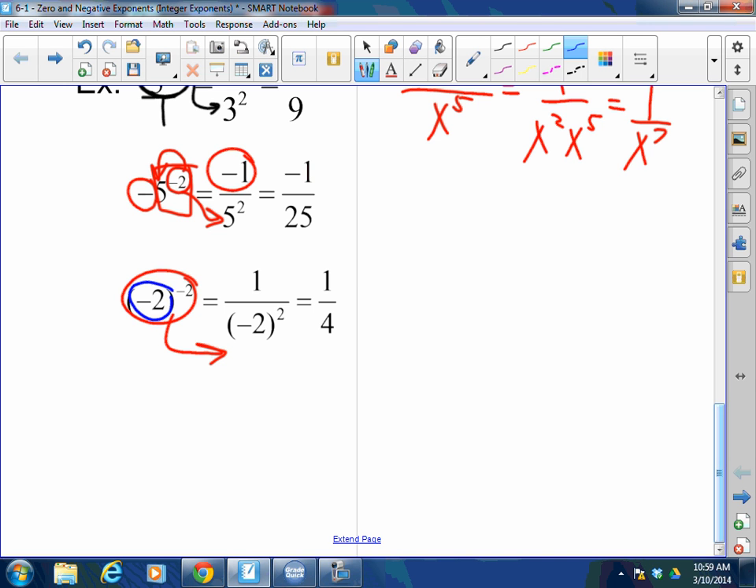The negative 2 will never change. All you're changing when you move a number or a variable from numerator to denominator is the sign of the exponent, and that's it. You never change the sign of the actual base. That stays the same. All you're changing is the sign of the exponent. Are you with me here? Okay. Let's move on.